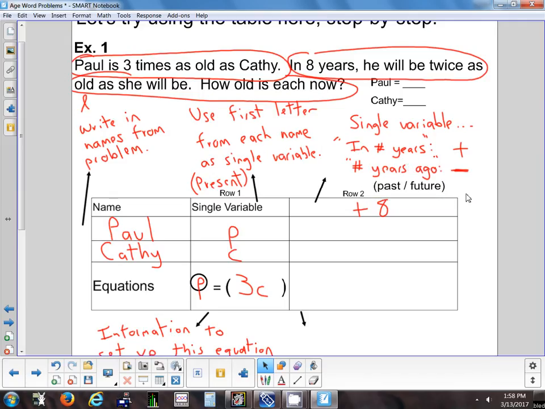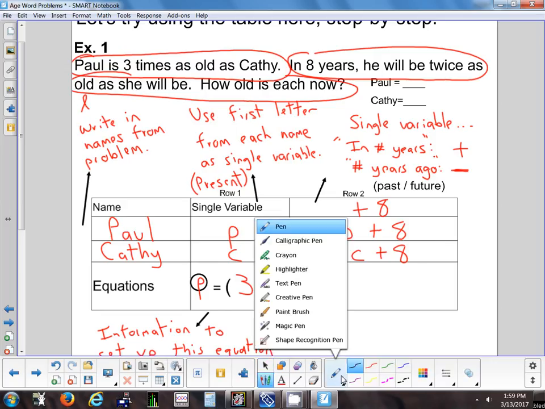All right? So now I'm going to take my single variable that's here, bring it over here, and write plus 8 next to it, or minus 20, depending on what phrase is in that problem. Same thing for Kathy, C plus 8. So just like we set up here for the present.